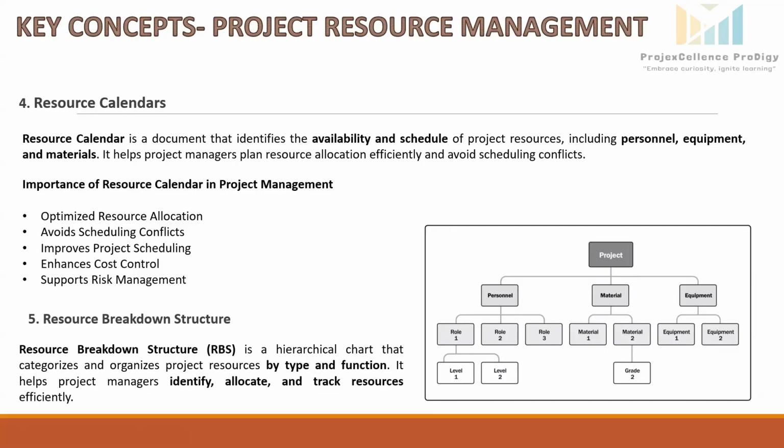Resource Breakdown Structure, RBS. It is a hierarchical chart that categorizes and organizes project resources by type and function. It helps project managers identify, allocate, and track resources efficiently. Here is a sample of RBS. 3 different categories of resources are organized hierarchically: personnel, material, and equipment.